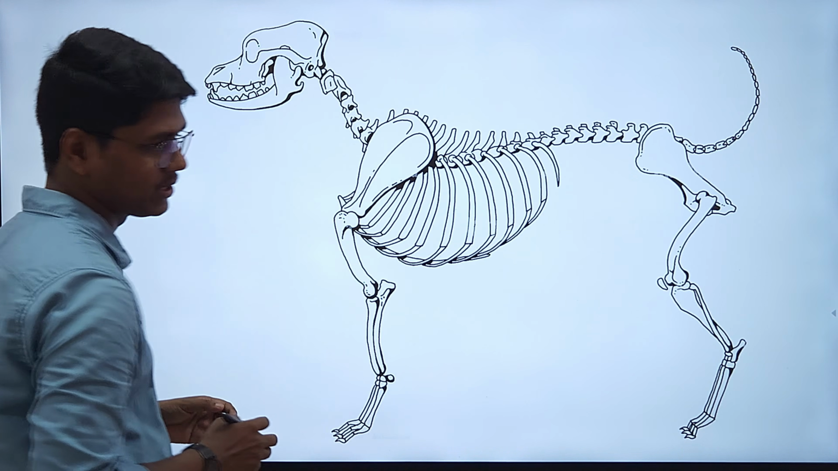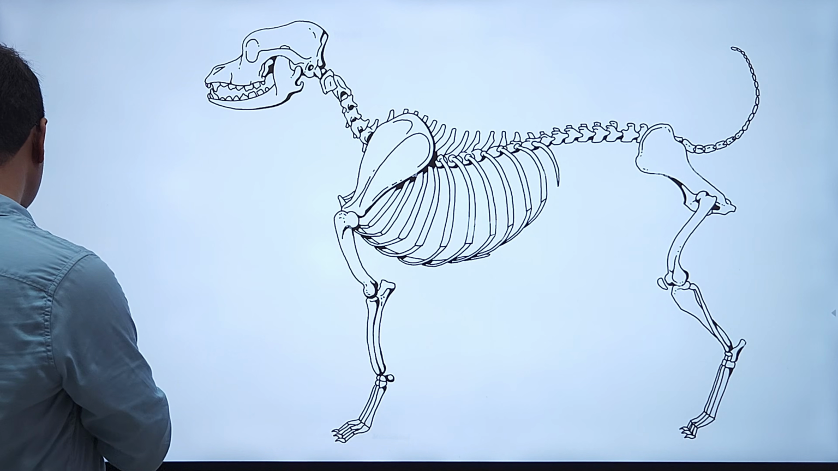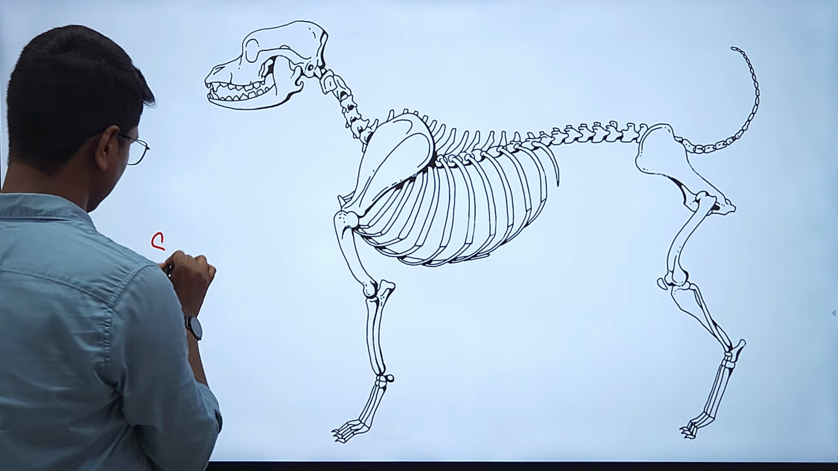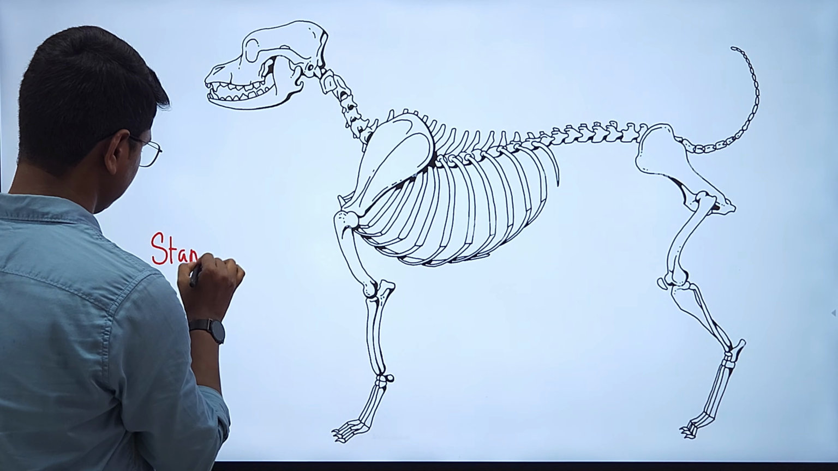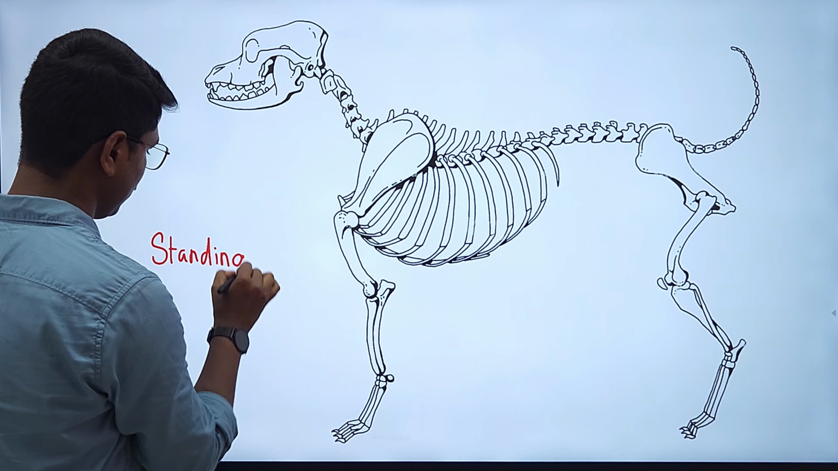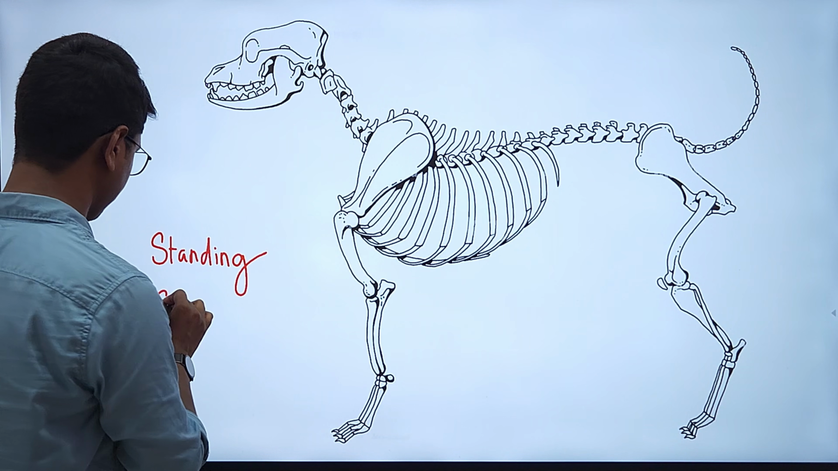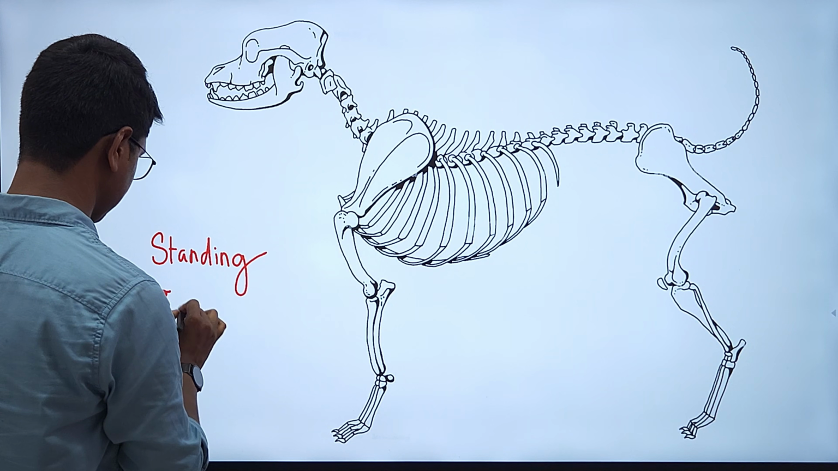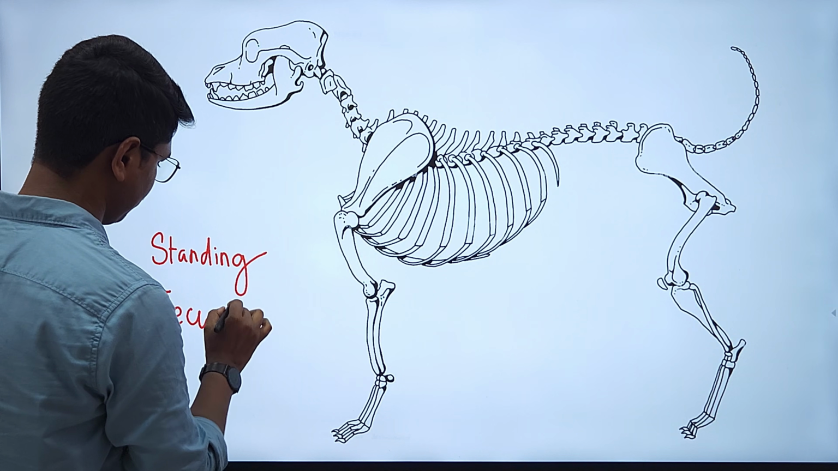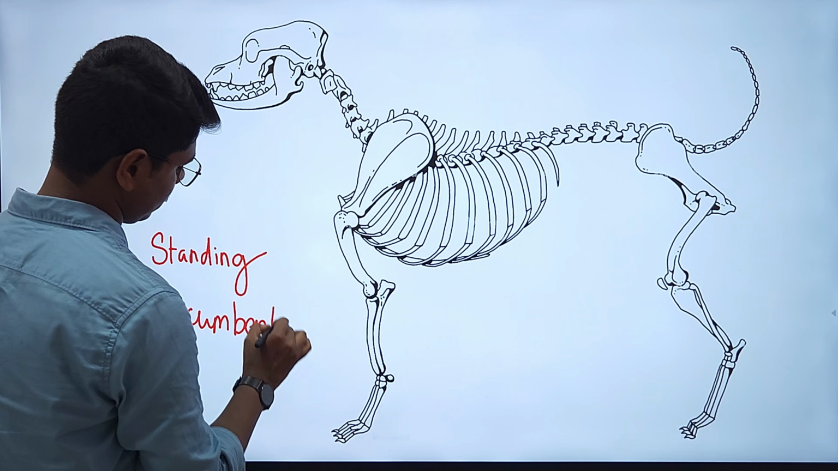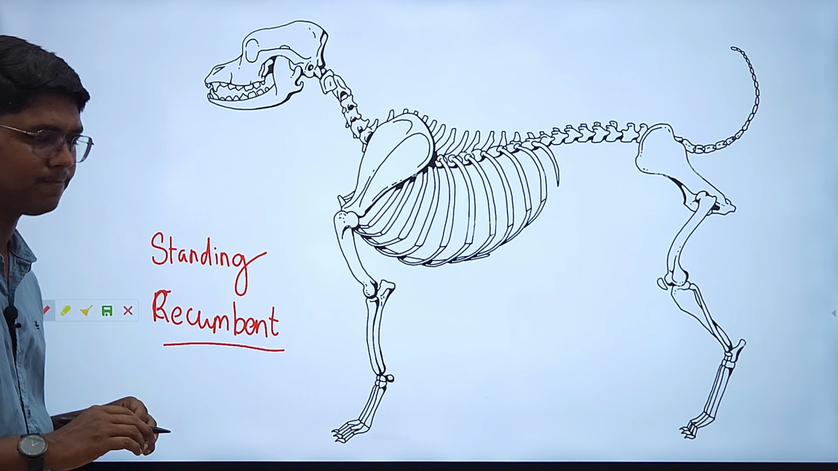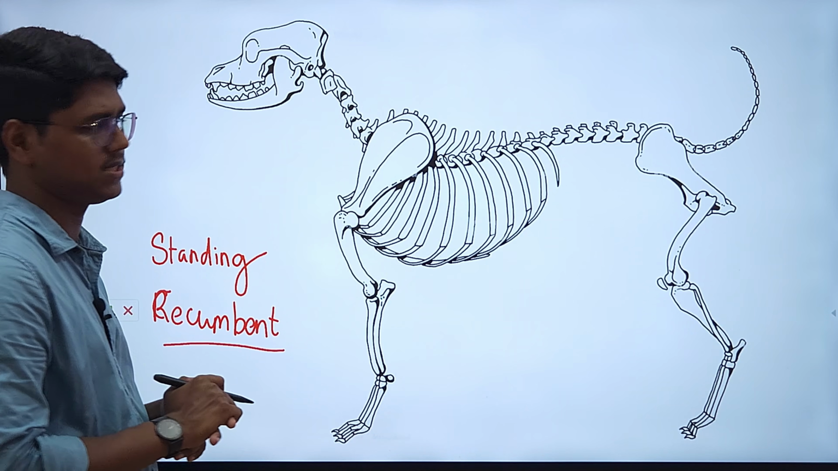Next, go for the palpation. Palpation can be done standing or recumbent. You can do standing palpation; some animals will cooperate in standing, and if they are not cooperating, you can go for recumbent. Sometimes you may need some sedation for the examination. Vicious or fractious patients need sedation.